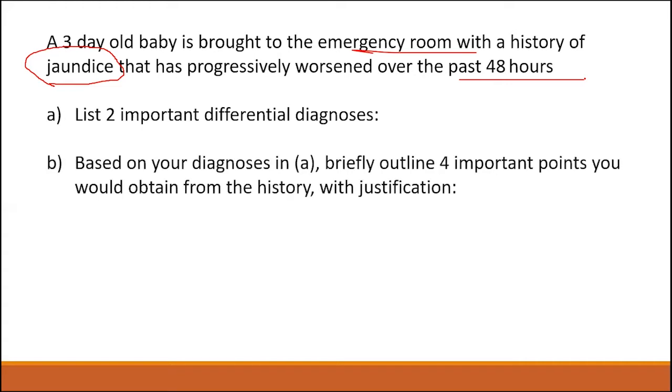All right. Now, based on your diagnosis in A, whatever I'm going to talk about here must be connected to it. Briefly outline 4 important points you will obtain from the history with justification. That means you must tell us why. So this again depends on your diagnosis. So don't go and write, for example, hemolytic disease of the newborn, then start writing about malaria over here. No, don't do that.